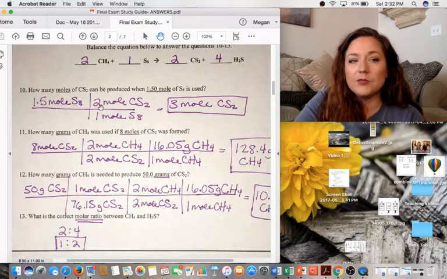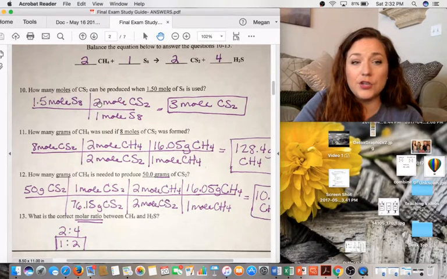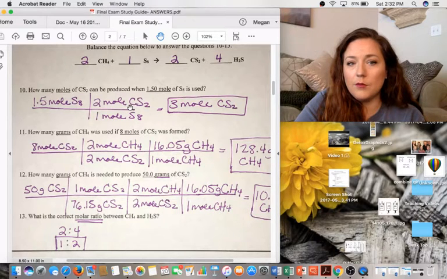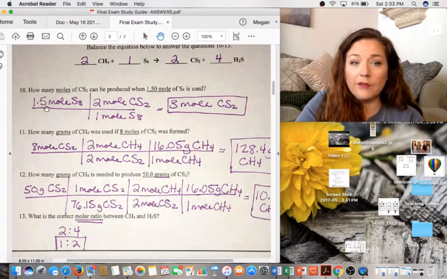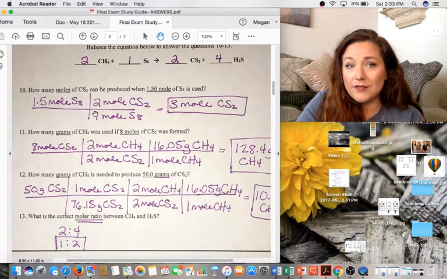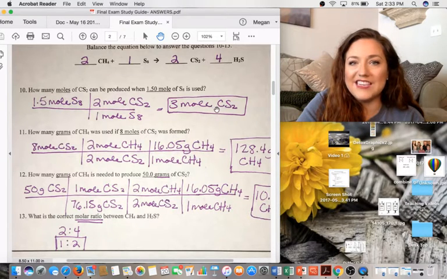Then, because we're just going from moles to moles, I see that I'm trying to get to CS2. So I put the unit moles CS2, and I look up here at my balanced equation, and I see that in front of S8 I have a 1, and in front of CS2 I have a 2. So it's a 1 to 2 ratio. I take my 1.5 times 2, and you can divide by 1, but it's going to be the same answer. And I end up with 3 moles of CS2.